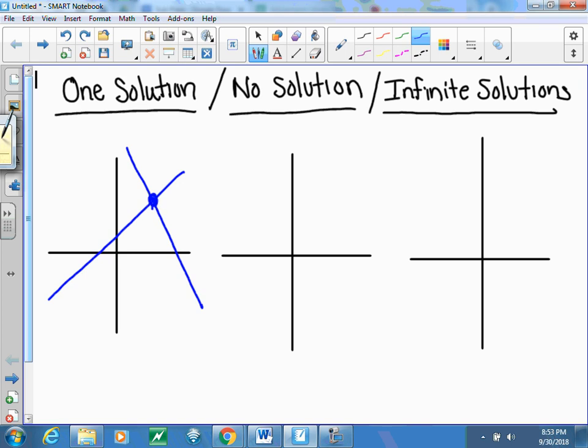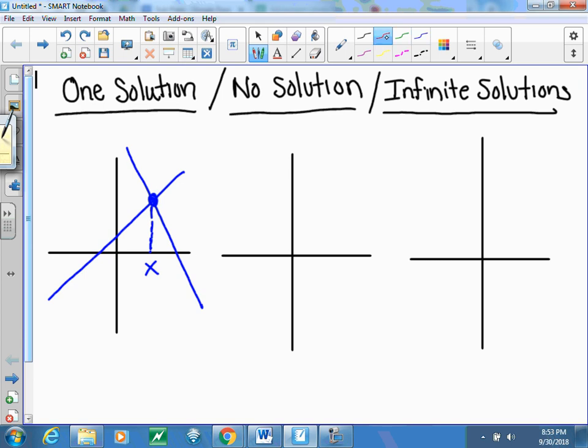When I look at these two lines, I see that they cross at one point. The value of x at that point is what you are actually solving for. Eventually we'll get into this, but when you're solving an equation, you're looking for where the two lines cross.